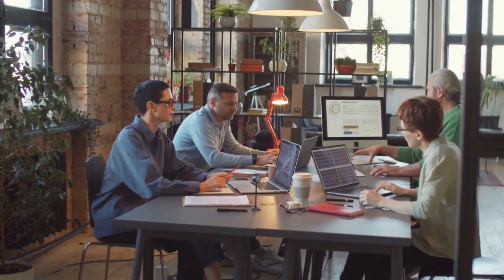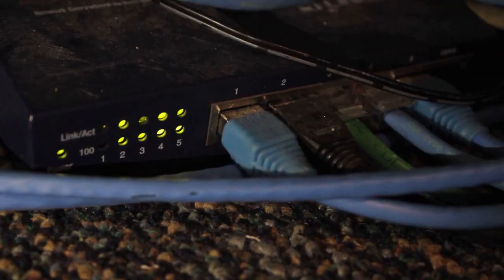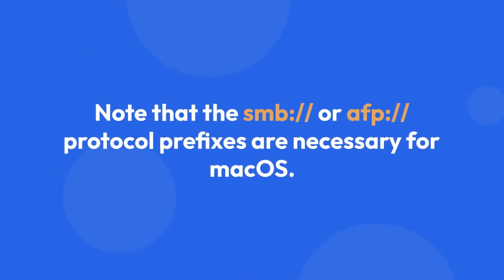Once connected, the network drive will appear in the Finder sidebar under Shared. You can then access the files and folders as usual. Note that the SMB:// or AFP:// protocol prefixes are necessary for Mac OS.